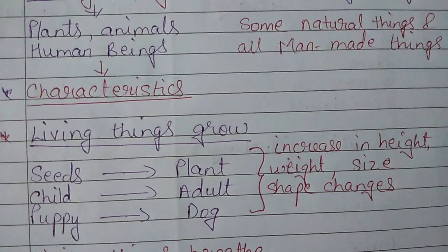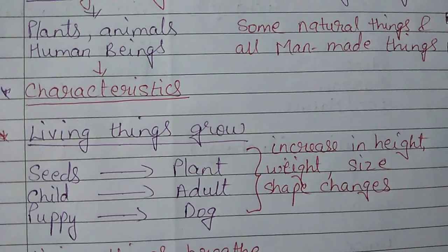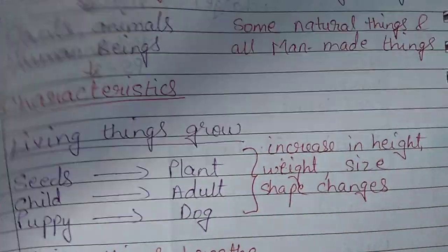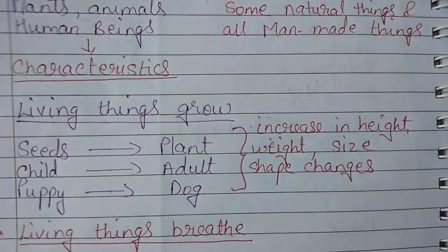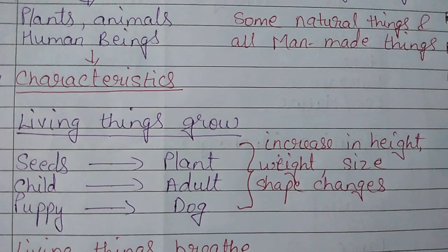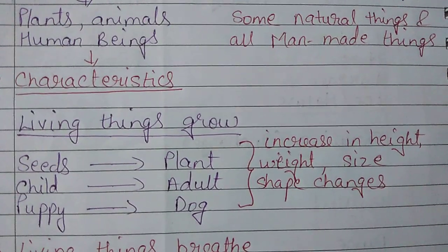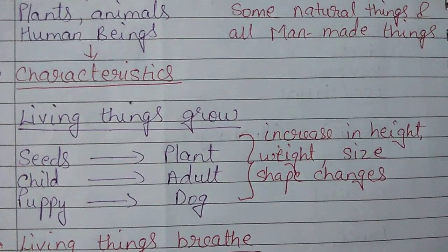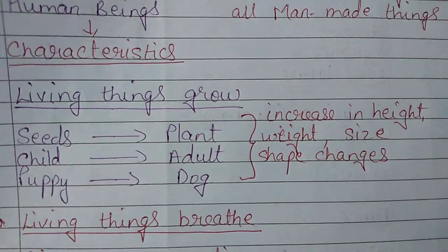Okay, so when we look at any living thing, be it a plant, animal, or human being, we see that their height changes, there's an increase in their height, right? There are changes in their weight, their size changes, and also the shape changes. For example, if we see in plants, what happens when we sow a seed in soil? The seeds grow into a plant.